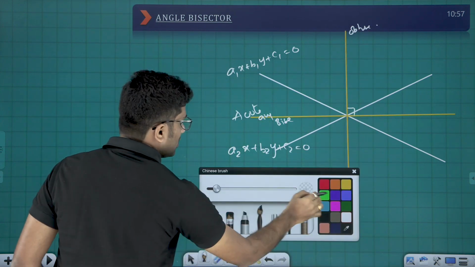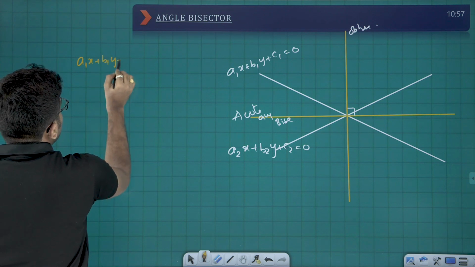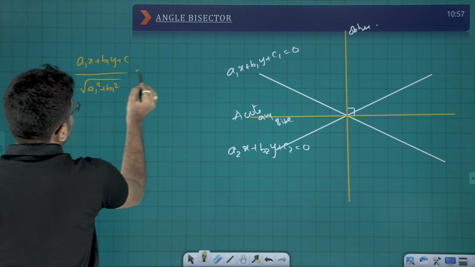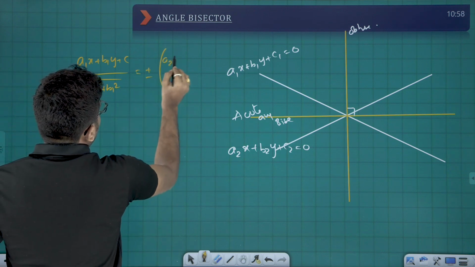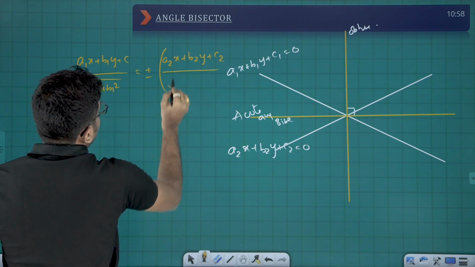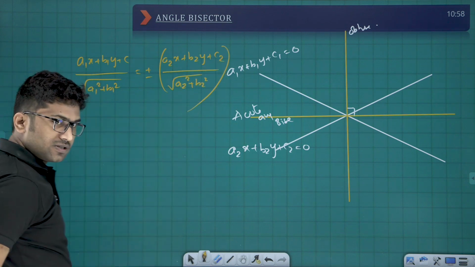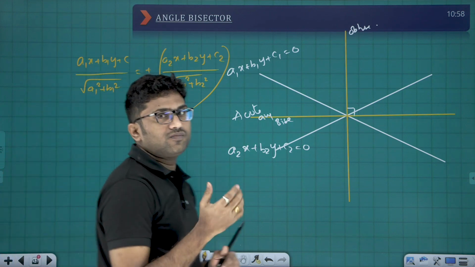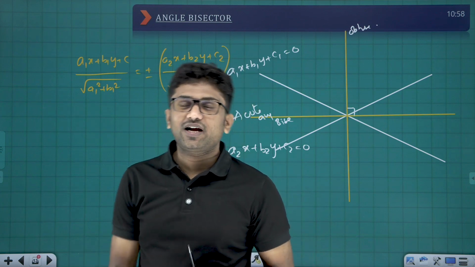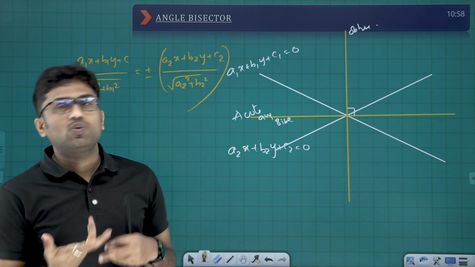So the equations of these two bisectors are (a1x plus b1y plus c1) divided by square root of a1 square plus b1 square equals plus or minus (a2x plus b2y plus c2) divided by square root of a2 square plus b2 square. Now friends, as we have plus or minus, if we take plus, we'll get one bisector, and if we take minus, we'll get another bisector. These two are the acute and obtuse angle bisectors. But which is acute, which is obtuse?